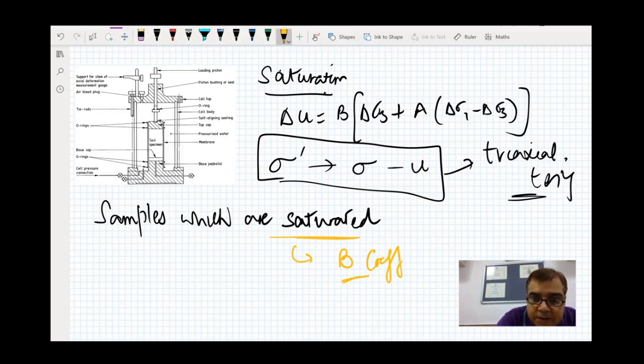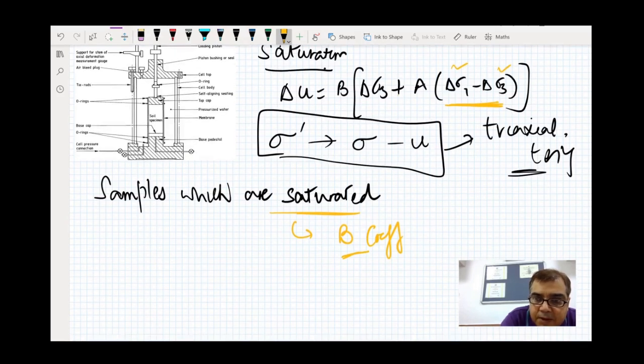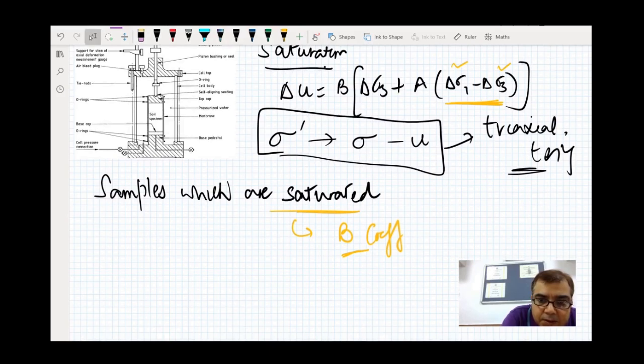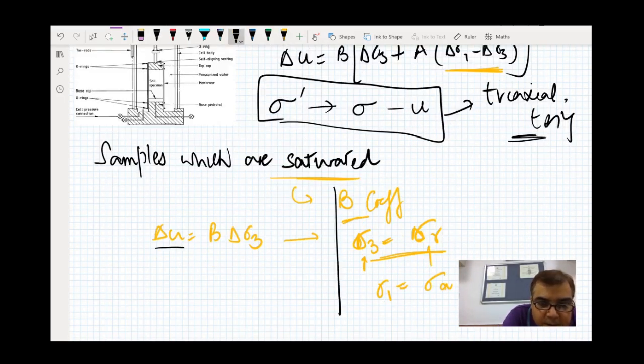So coming back to the first equation, when I just apply the cell pressure in the triaxial chamber, we have just seen that when only cell pressure is applied, this term in Skempton's equation turns out to be 0, because delta sigma 1 and delta sigma 3 are the same. They have the same value. So I have delta U equals B times delta sigma 3.